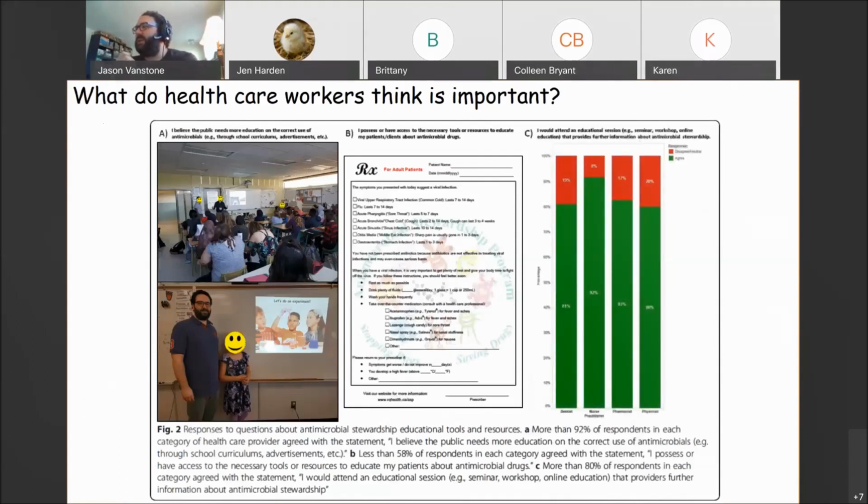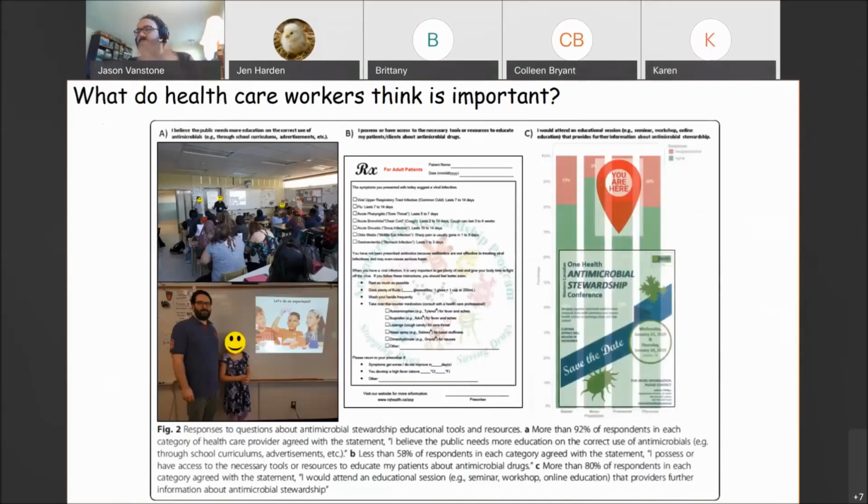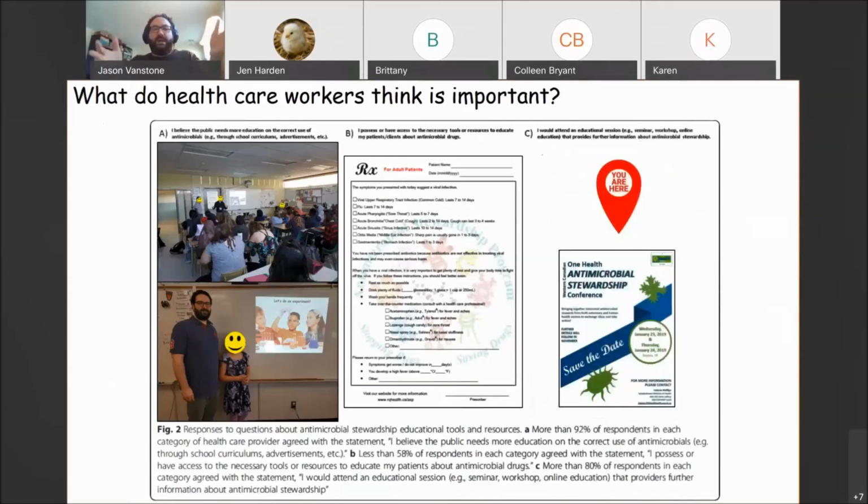And so the last piece then is, I would attend an educational session, seminar, workshop, online education, whatever, that provides further information about antimicrobial stewardship. And you can see again that more than 80% of each category agreed with that statement, thought it would be great for themselves as clinicians to get more information. And that's, again, why we're here right now. One of the reasons we have this ongoing monthly session is to help fulfill that need amongst our community clinicians: let's get more information about antimicrobial stewardship, even for clinicians.